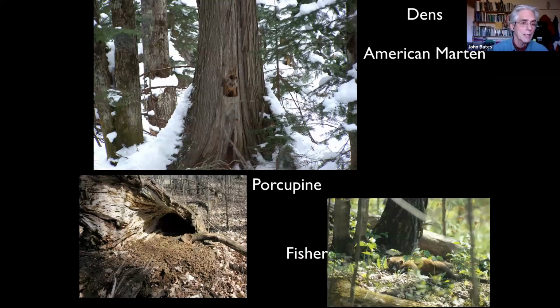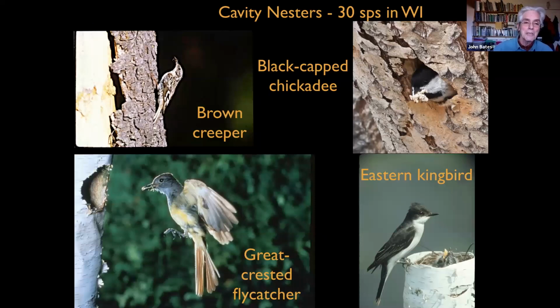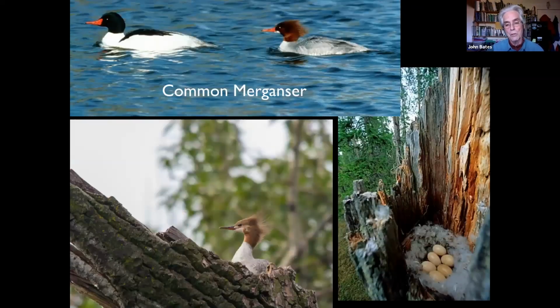Brown creepers actually nest underneath that sloughing off bark. I don't know if they nest in cavities so much, but they tuck their nest in behind the bark. Eastern kingbirds, I don't know that they utilize cavities, but they utilize broken off stubs. Common mergansers utilize cavities, but they'll also utilize trees that break off. There's a nest established in a broken off tree stump.